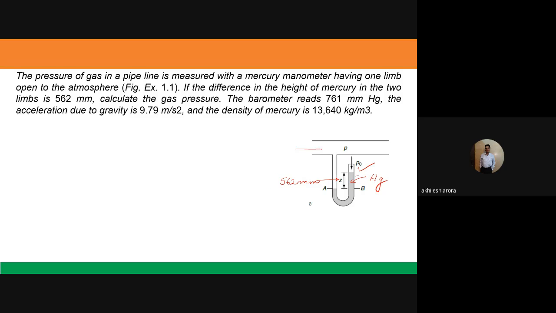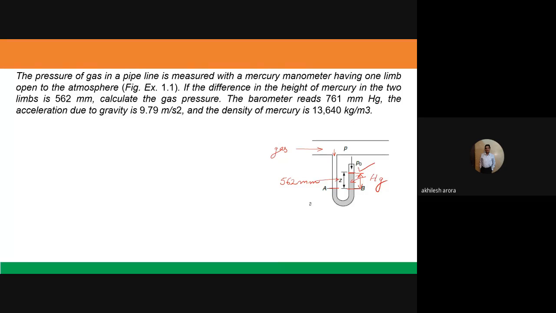So what's happening? There is a pipeline. This is a gas which is flowing here. Okay, this is the gas, and this gas is exerting pressure here, and that is why the level of the mercury goes down to point A in the left limb and rises here in the right limb. Okay, so this much, from here to here, this value is Z, and this is the increase in the level of the mercury in the right limb.